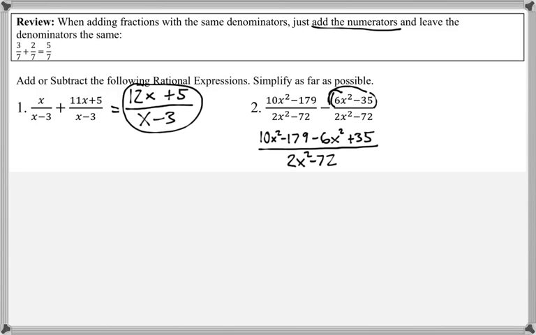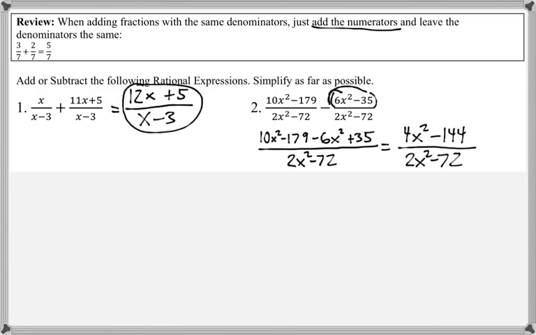So then if we combine like terms on top, you're going to get 4x squared minus 144. Okay, so I've combined like terms as much as possible. Now I want to try and simplify this. So even after you add it, you should try to simplify it.